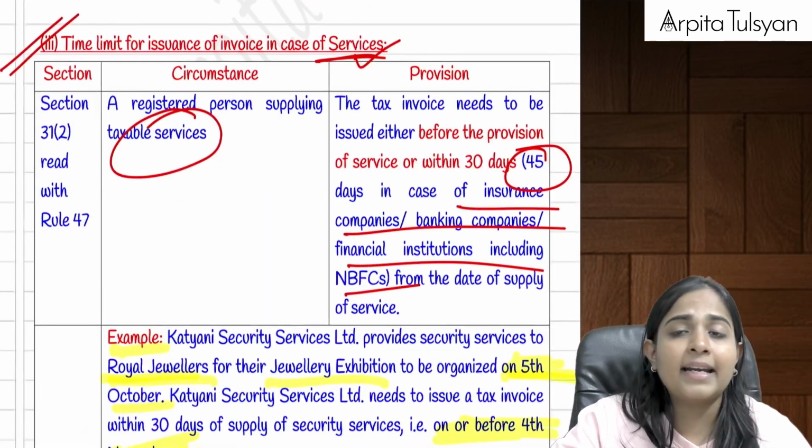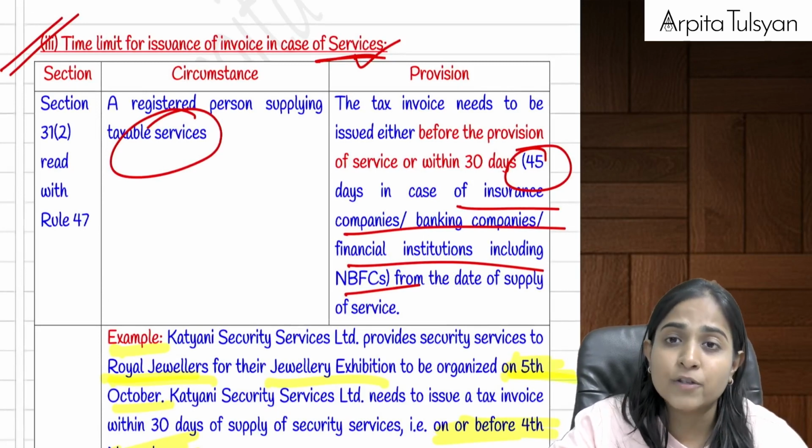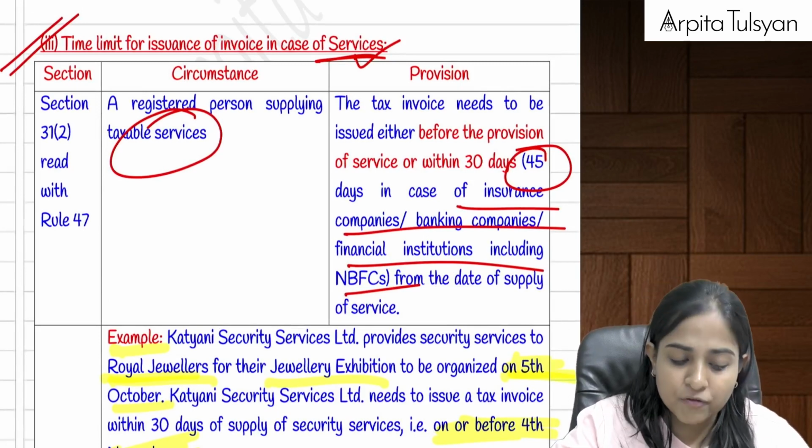Then after that, time limit for issuance of invoice in case of services. What will happen in case of services?